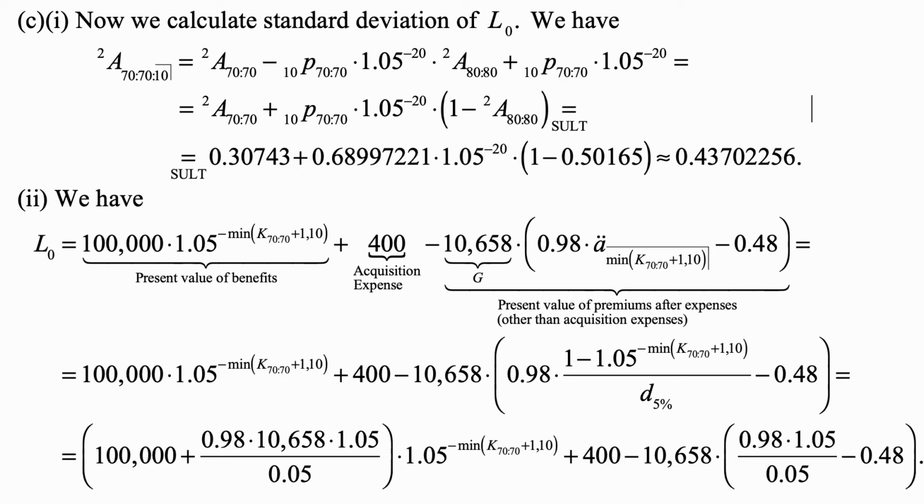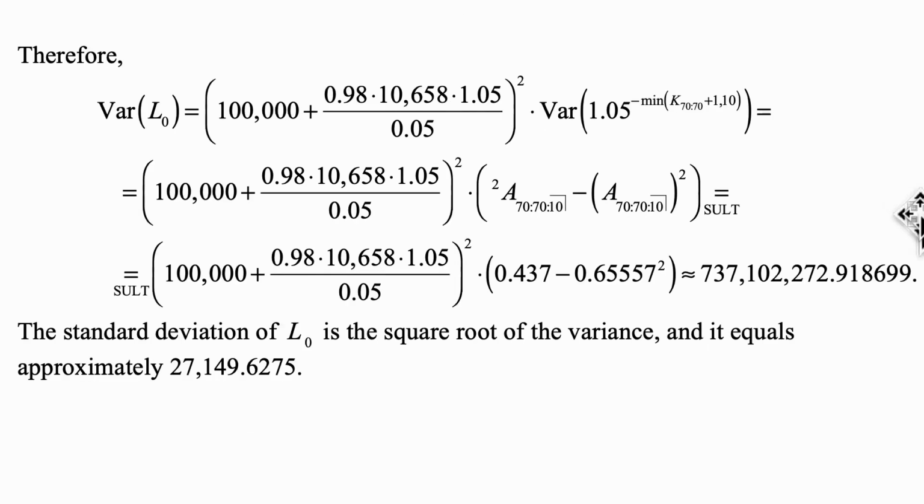And we're going to take the variance of this, and of course the constant doesn't have any variance or covariance. Therefore, the variance is just the square of the constant in front of the random part times the variance of the random part, which we find as the second moment minus the square of the first moment of the corresponding life insurance. Now all of these numbers are in the table. We plug them in and we get the answer. And the standard deviation is the square root of that, which is approximately 27,149.6275.